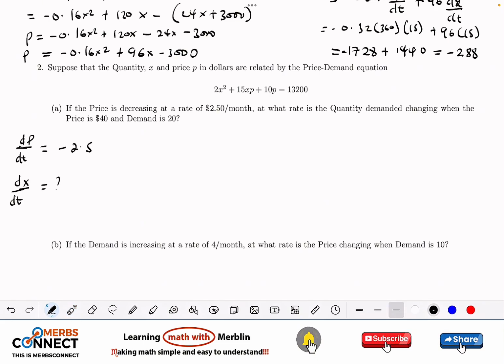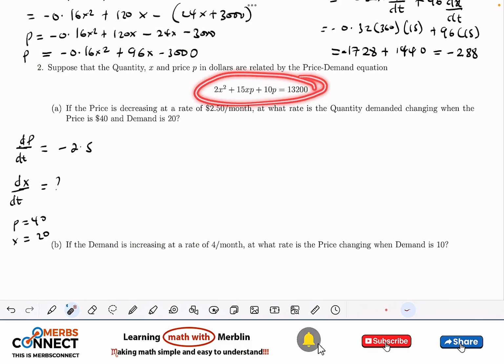Good. When the price is $40 and demand is the same as the quantity, then x is equal to 20. So we need this, but fortunate for us, we don't need to find the quantity because this equation here, which is the price demand equation, has x. So all we need to do is differentiate this function with respect to t.